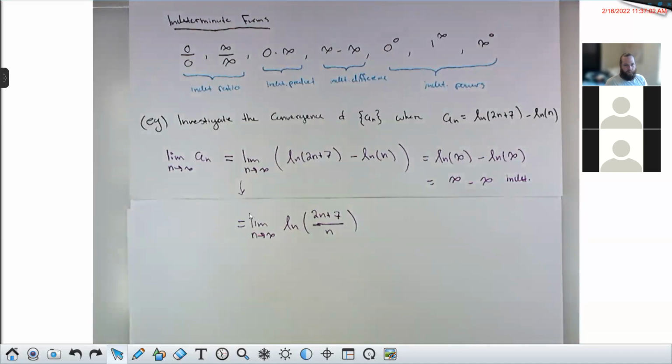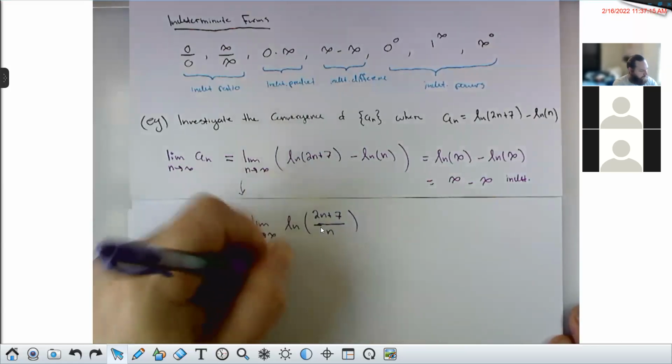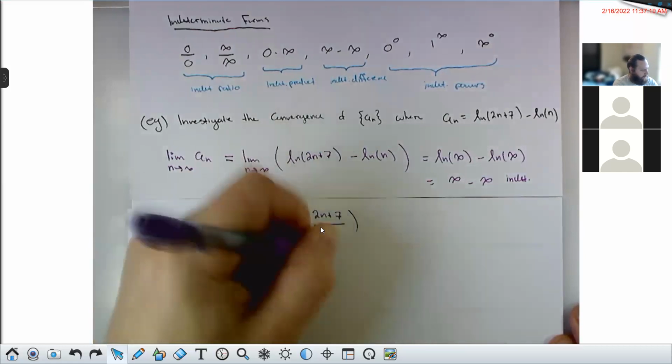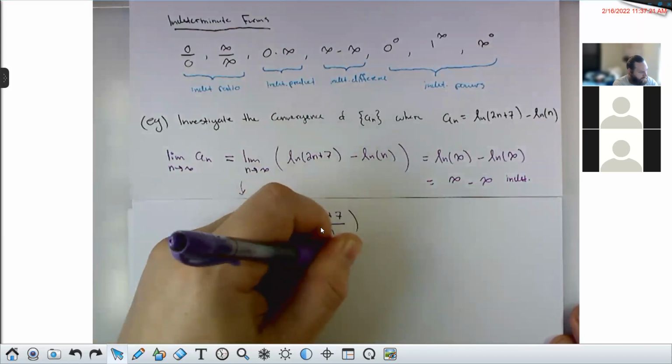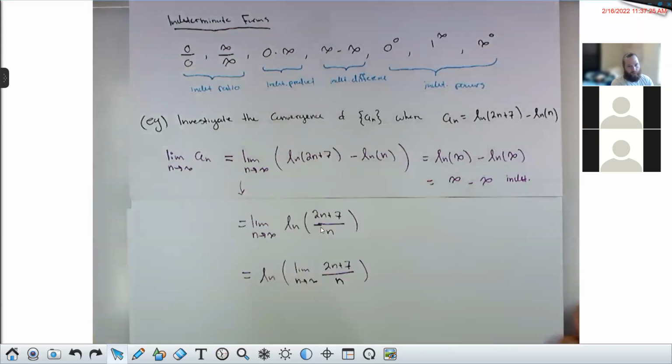I could say, okay, well, the limit can go inside the natural log. The natural log doesn't have any bearing on that. So this is the natural log of the limit as n goes to infinity of 2n plus 7 over n. You can shove limits in and out of continuous functions. That's another result from Calc 1.